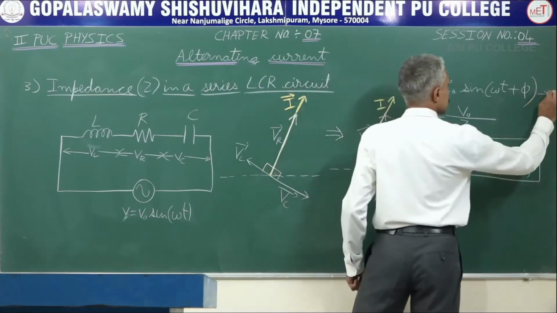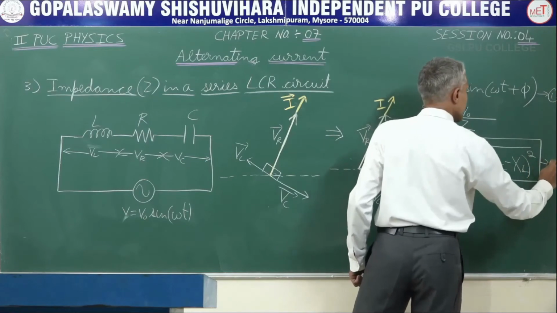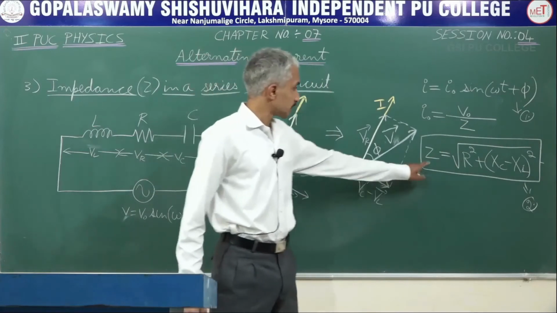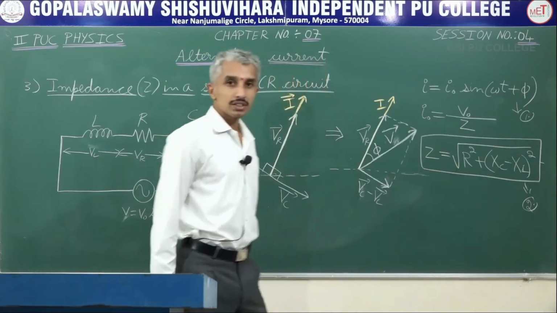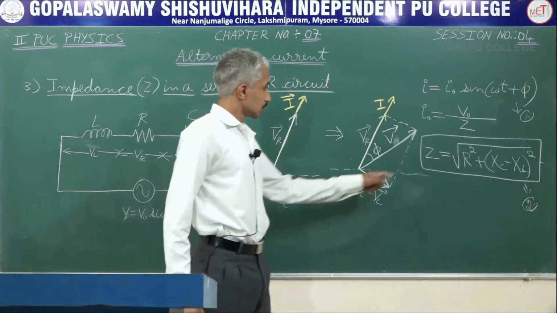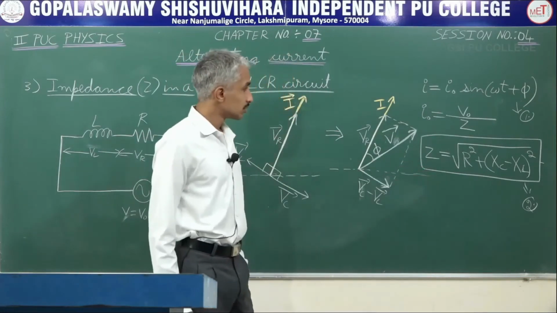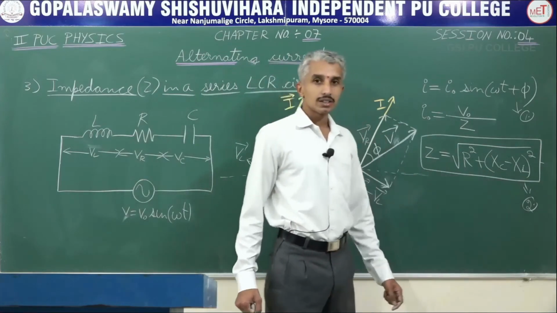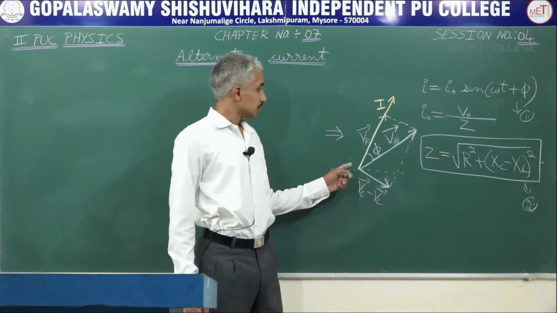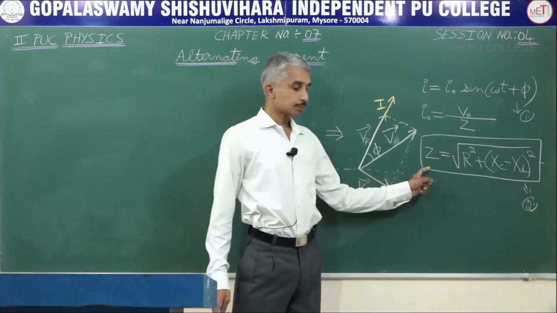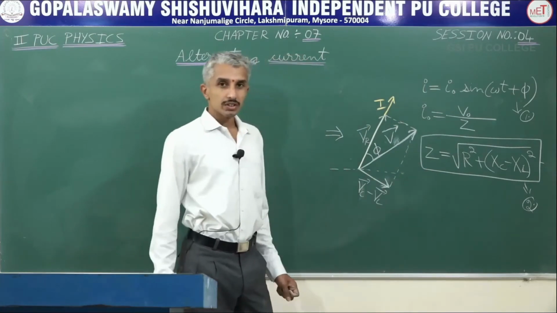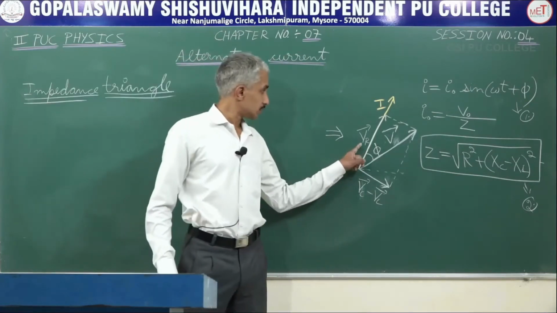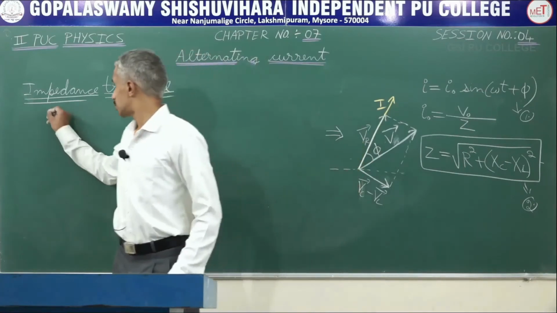So I can take this as equation 1 and this one as equation 2. So equation 2 represents the impedance in the circuit. This impedance depends upon XC and XL. Using the phasor diagram and the expression for impedance, we shall begin the topics of this session, which is the impedance triangle.